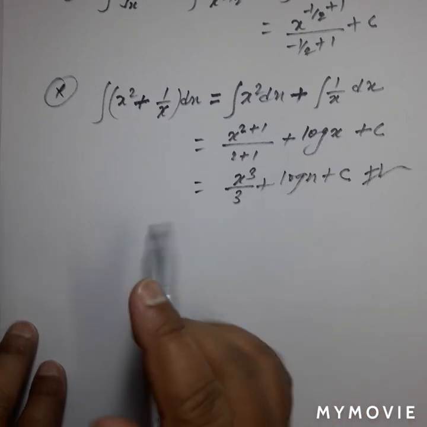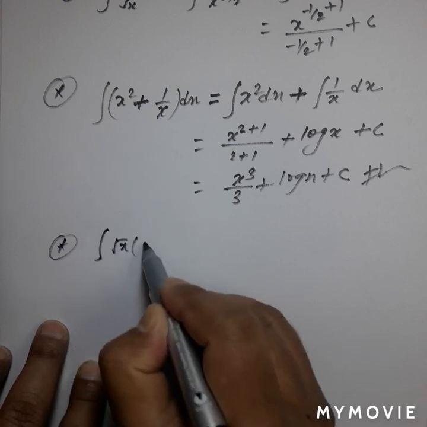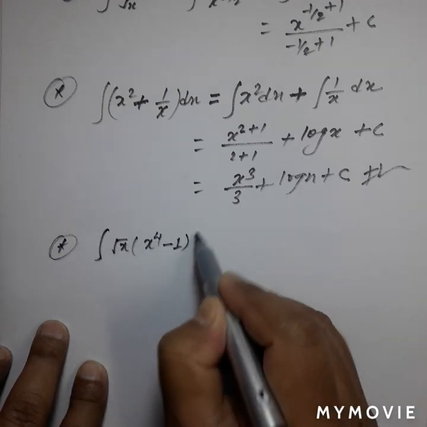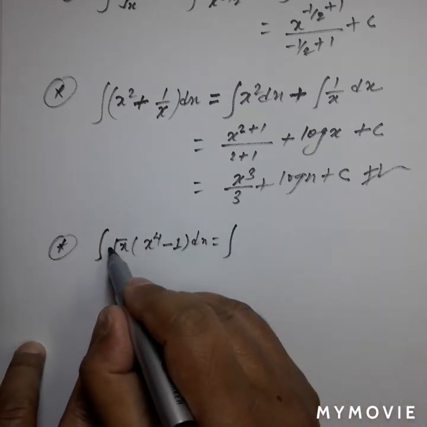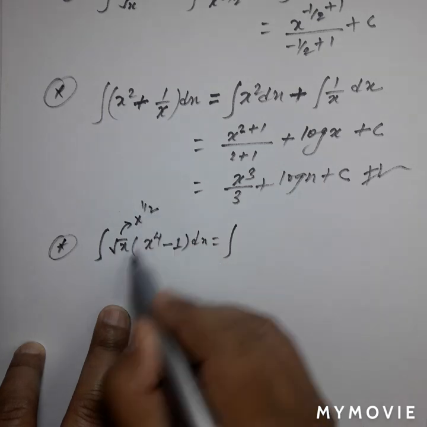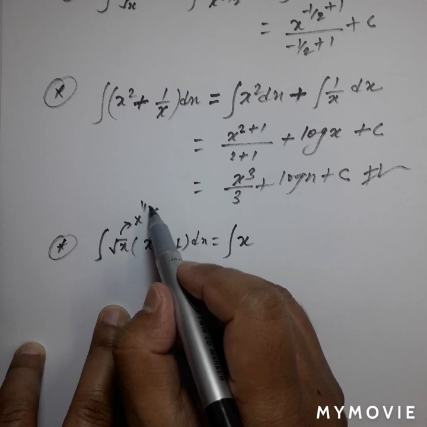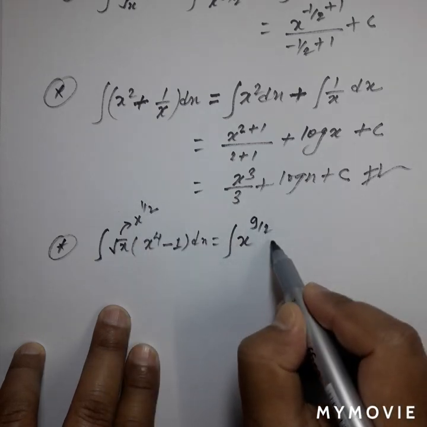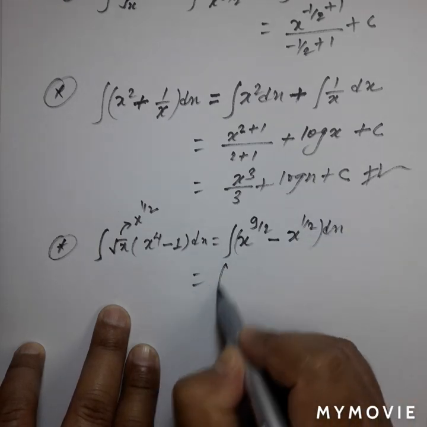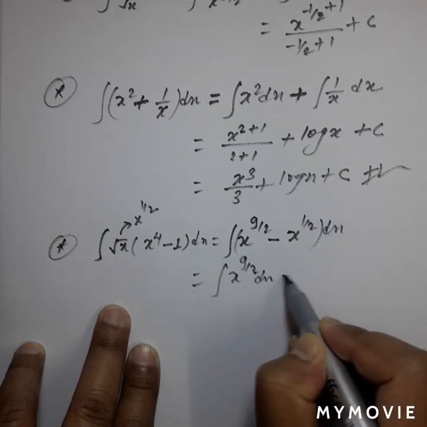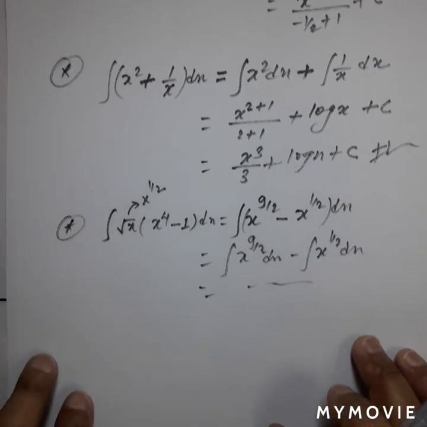Let us take one more example. If you are given √x (x^4 - 1) dx, how do you do this? Here there is a bracket, there are two terms, we can break this. This is x^(1/2). So when we open this, it becomes x^(1/2+4), that is x^(9/2), minus x^(1/2) dx. Now separate the terms: x^(9/2) dx minus x^(1/2) dx. Now you can do this very easily by using the power rule.